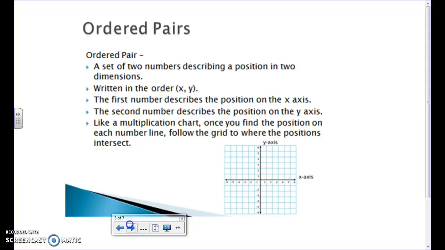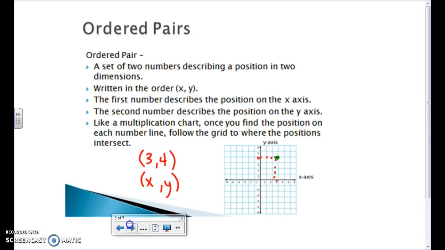It's kind of like a multiplication chart. In fact, I'm going to do a little example here. If I had the point 3, 4, it's in the form x, y, so I'm going to go to the point 3 on the x-axis and the point 4 on the y-axis, and it's positive 4, so it's up and down. And like a multiplication chart, I'm just going to follow where they would intersect. So I know the point 3, 4 would be located right here, that green dot.